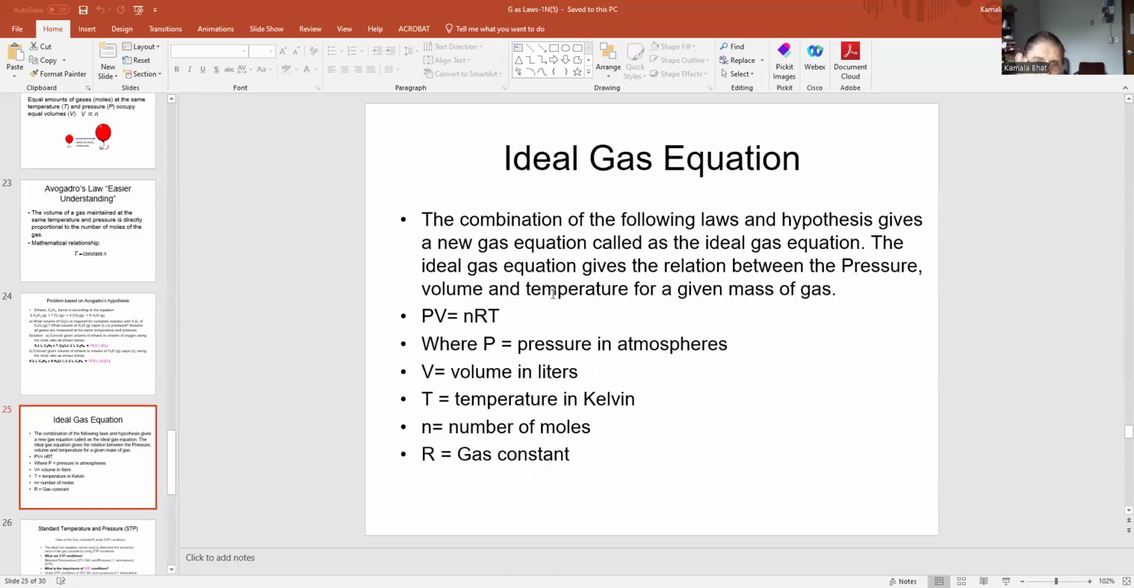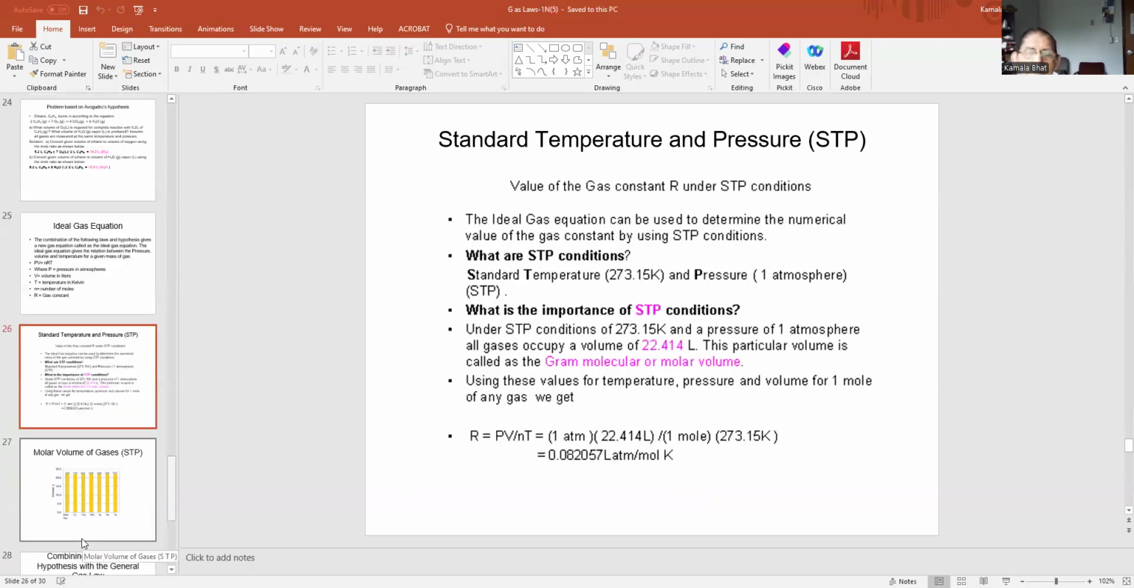Now, in order to remove the proportionality, we have to introduce the gas constant R. And so the ideal gas equation becomes PV is equal to nRT.